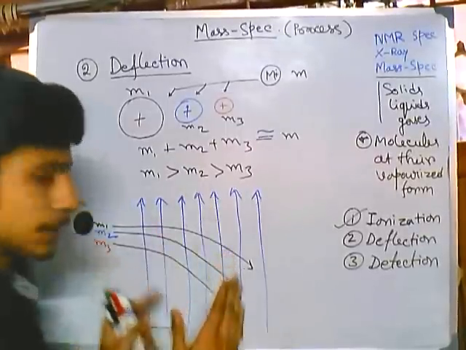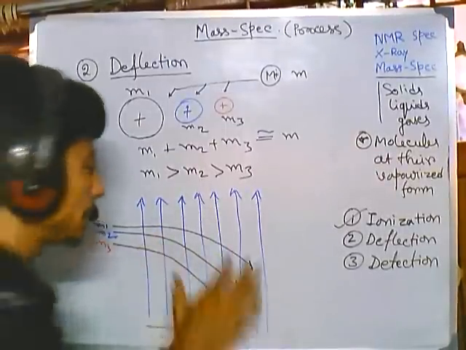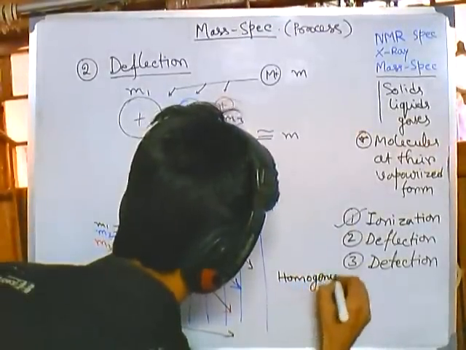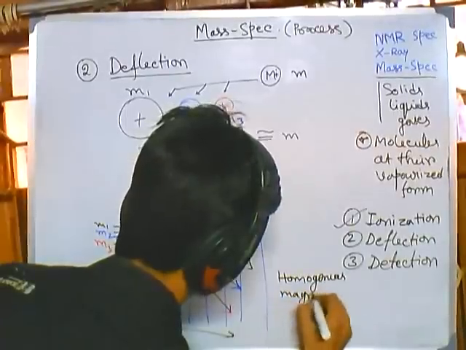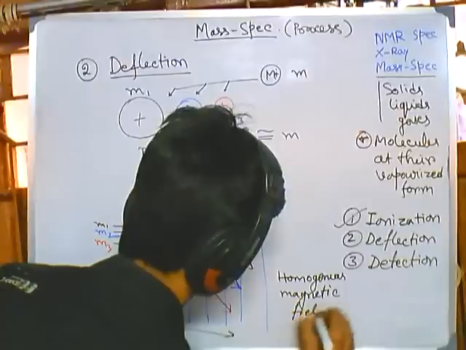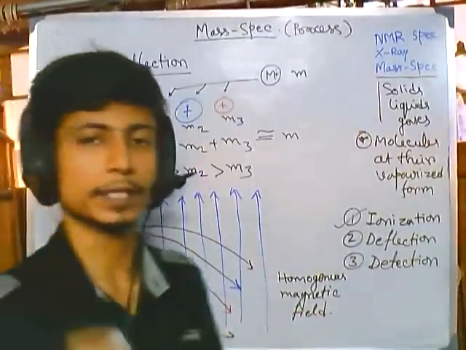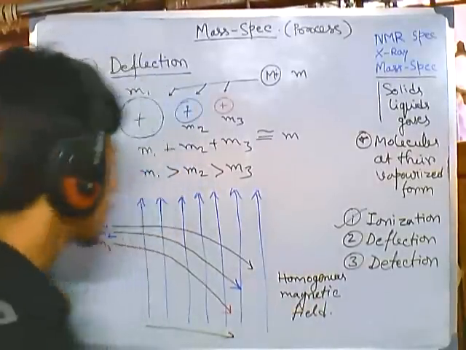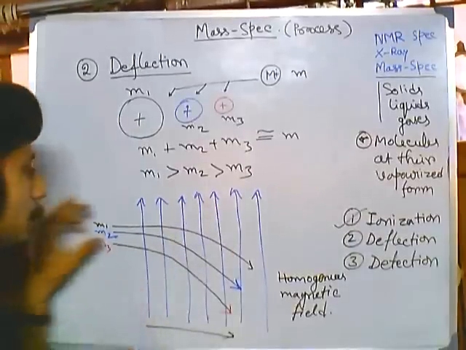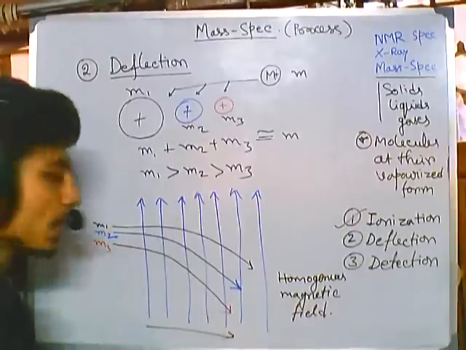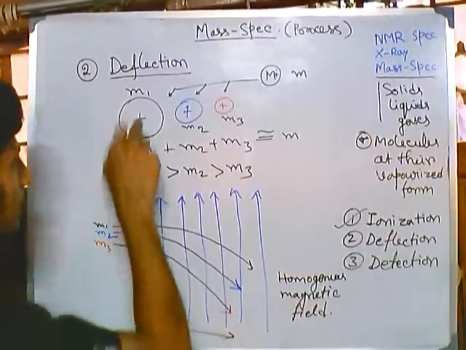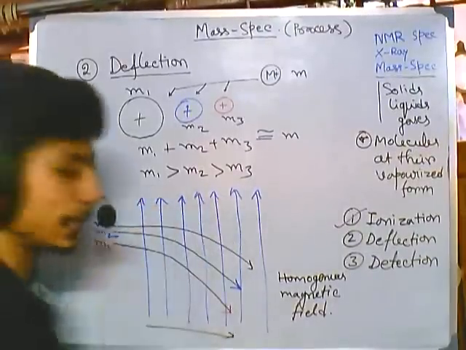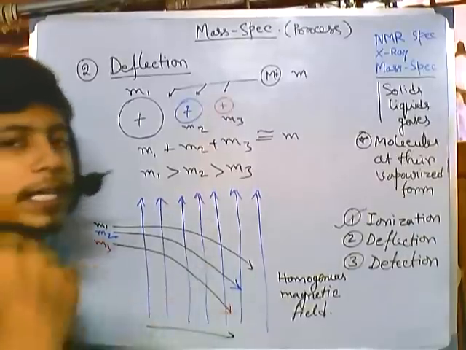As we are providing a homogeneous magnetic field, remember, this is a homogeneous magnetic field. Presence of a homogeneous magnetic field is very important. If there is not a homogeneous magnetic field, then this kind of effect cannot be accomplished. So with the homogeneous magnetic field, these fragment ions are moving, but this big part, having higher shape and size, will deflect less, and the smallest part will deflect most.